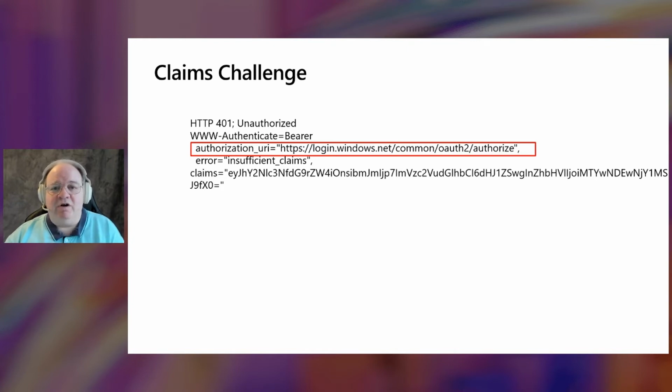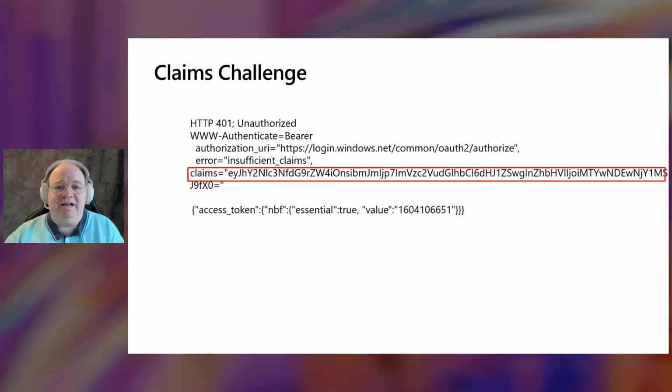There will be an error of insufficient claims. And this third component we call a claims challenge. This is simply an encoded version of a string, something like I would have seen down below, where we're saying this token is no longer acceptable. So we're returning a 401 unauthorized to your application because the token is no longer acceptable.